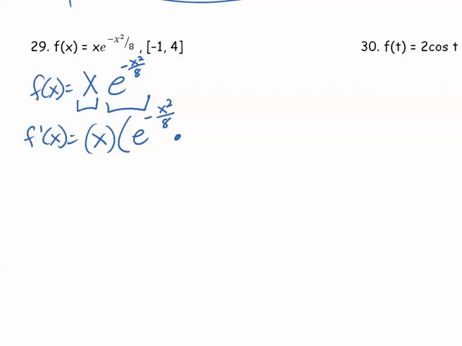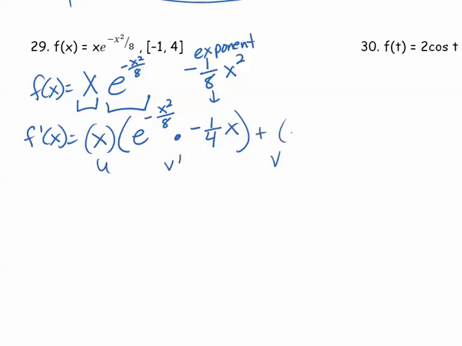So now let's think about the derivative, and that exponent you might like better if you think of it this way. Do you see that that's the same as negative 1/8 of x squared? So its derivative would be a negative 1/4 x. So there's our uv prime, and then plus our second glob times the derivative of the first glob, which is just 1. The derivative of x is just 1.